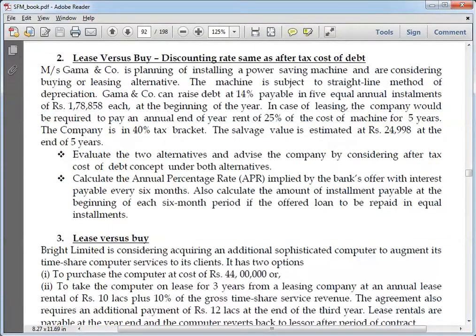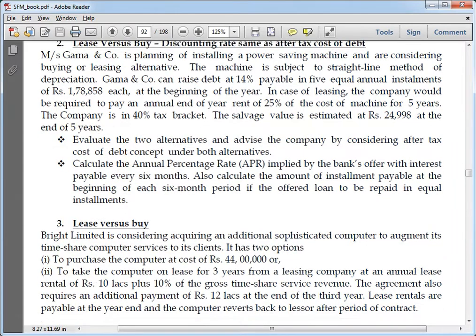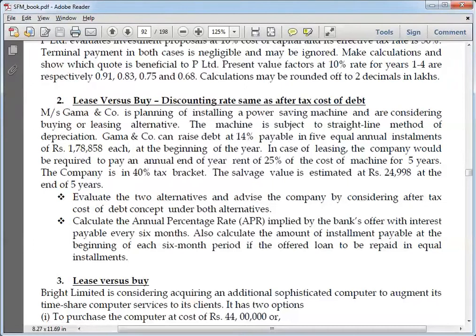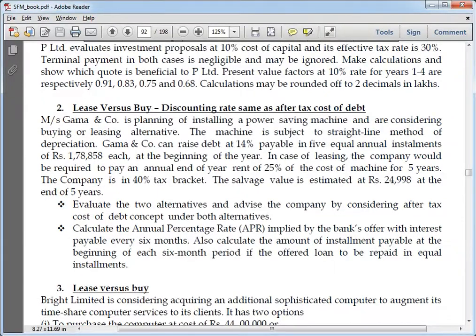Okay, we'll continue with the balance problems in leasing. So we had started with one problem under leasing, where we saw, from a lessee evaluation point of view, loan versus leasing. Let's do one more problem. Go through question number 2.